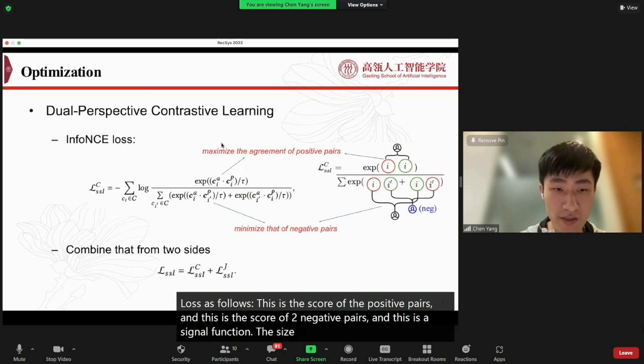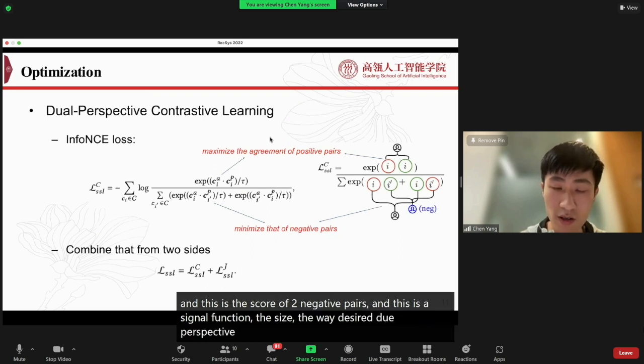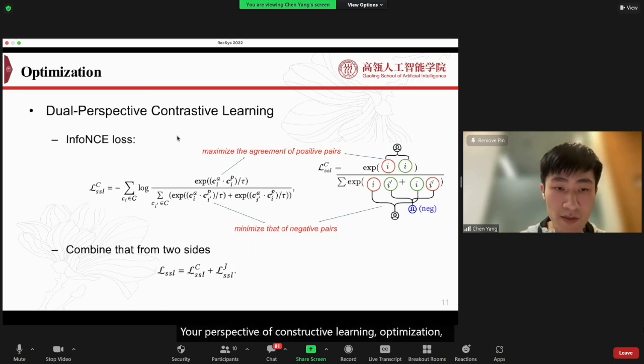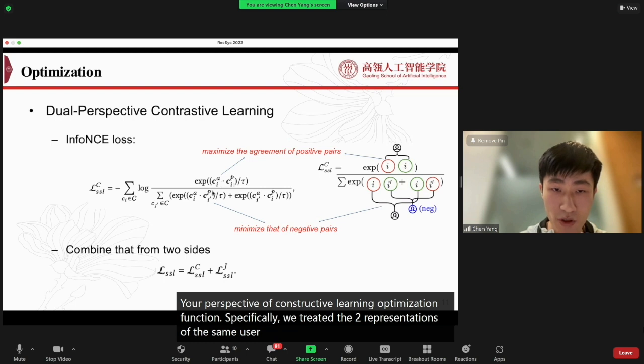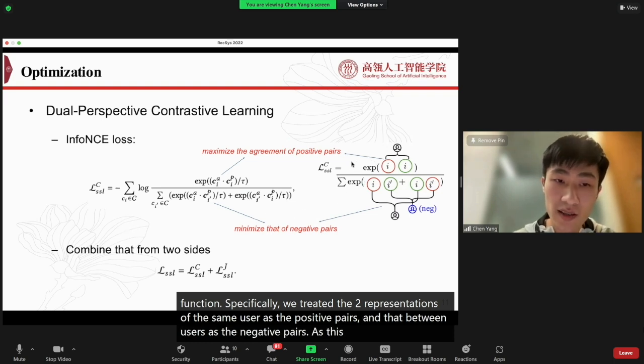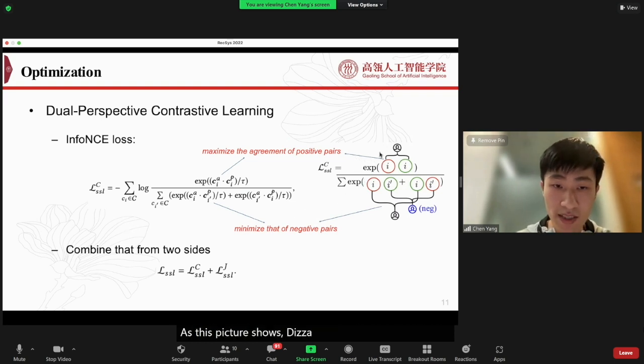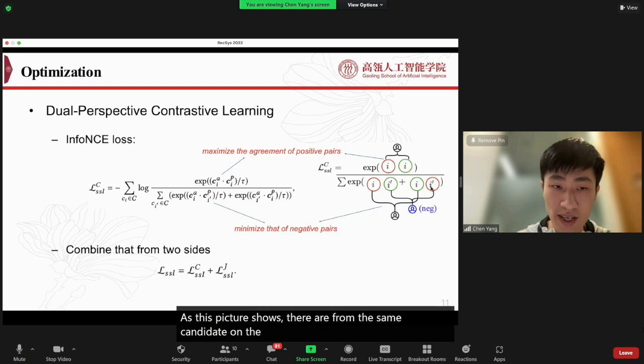Besides, we design a dual perspective contrastive learning optimization function. Specifically, we treated the two representations of the same user as the positive pairs, and that between users as the negative pairs. As this picture shows, these are from the same candidate, and these are from different candidates.